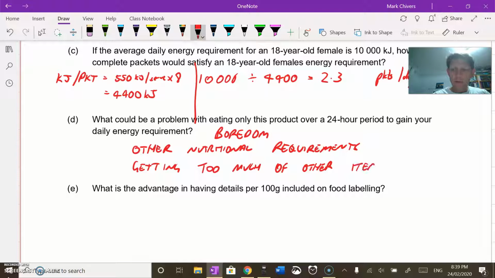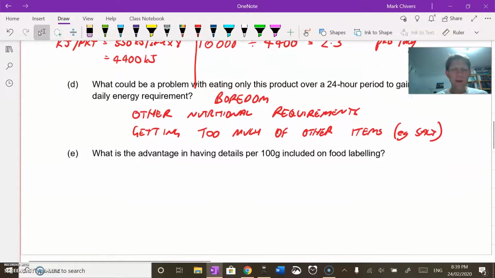Items. I'll say items. I can't think of a better word at the moment. And so, for example, salt. Maybe if this is high in salt, by the time I get the energy requirements from this one thing, I might have gone over my salt requirements for 3 days. So, obviously a balanced diet generally works a little bit better.